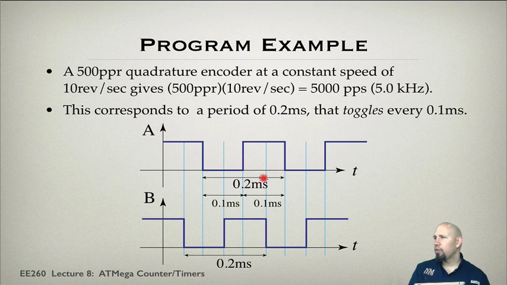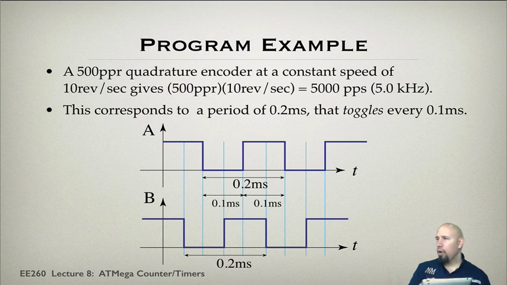So this corresponds to a period. 5 kilohertz corresponds to a period of 0.2 milliseconds, which basically toggles every 0.1 millisecond. So I get a toggle here, a toggle there, so toggles every 0.1 milliseconds. And then I have these two signals that are offset by this distance, which is actually 0.05 milliseconds. So I have those numbers to keep track of.